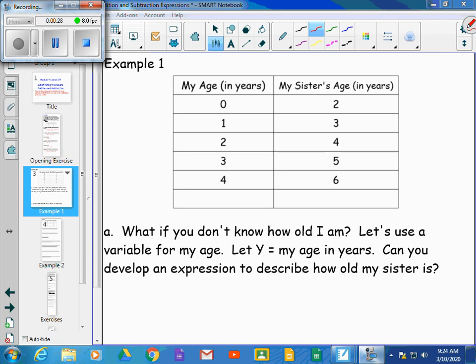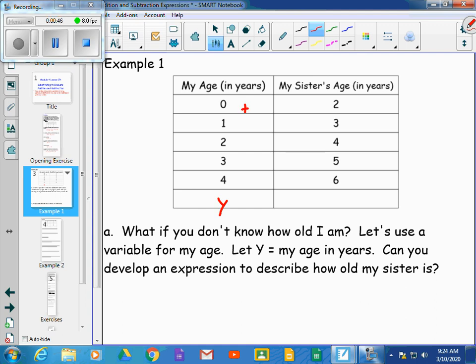Let's use a variable for my age. Let's let y represent my age in years. Okay, so we're going to put a y right there. Can you develop an expression to describe how old my sister is? Well, we can use the pattern that we have.